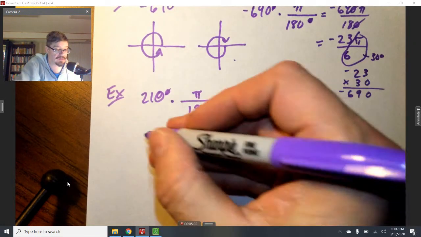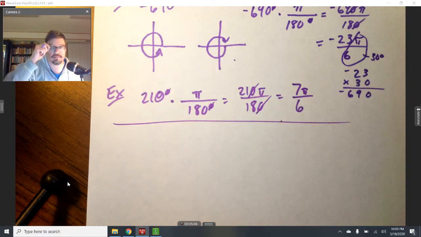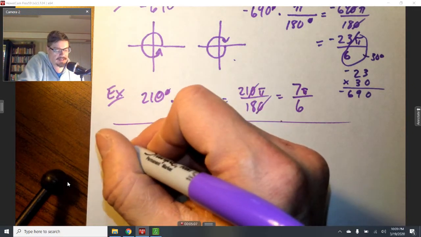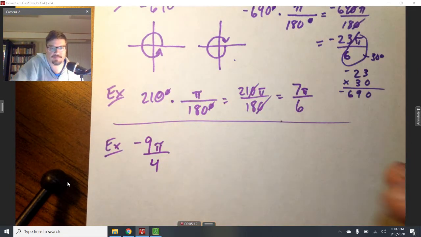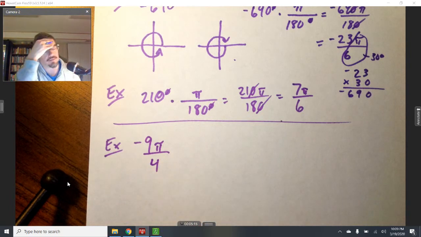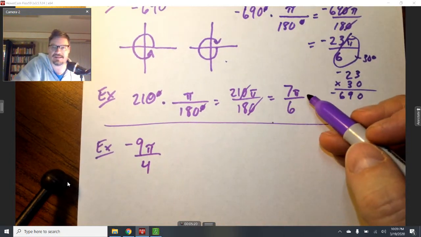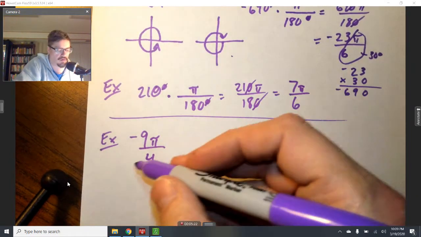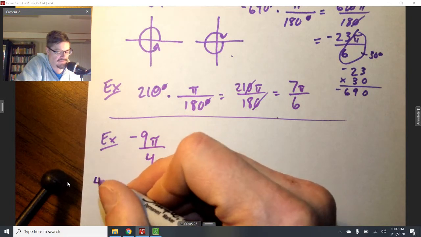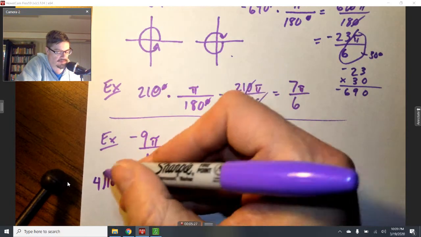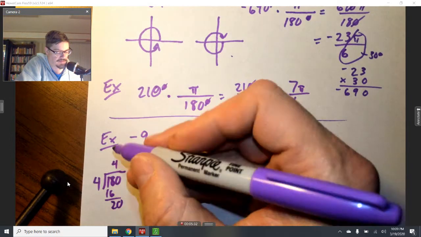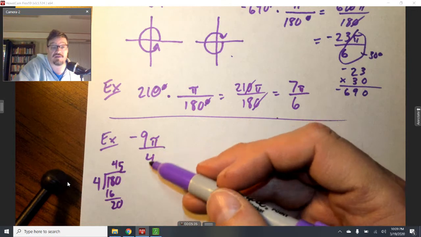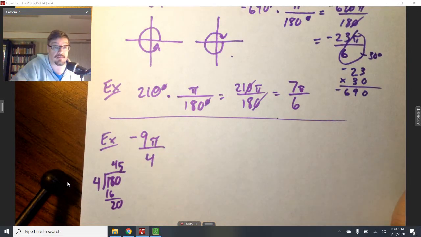All right, so now let's go the other direction. The other direction is when I have, let's say, negative 9 pi over 4. So now I have pi over 4s. Now pi over 4 is not a 30-degree partition. Pi over 6 is a 30-degree partition. Pi over 4, let's divide 4 into 180 so that we can see what we're talking about here. 4, and then that's 16, that's 2, drop the 0, 45. So it means that pi over 4 is 45-degree partitions.